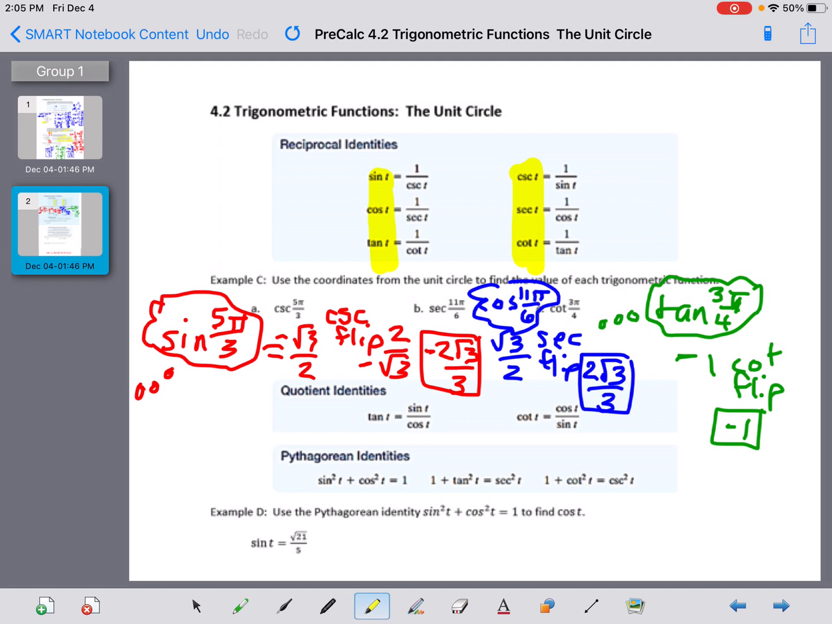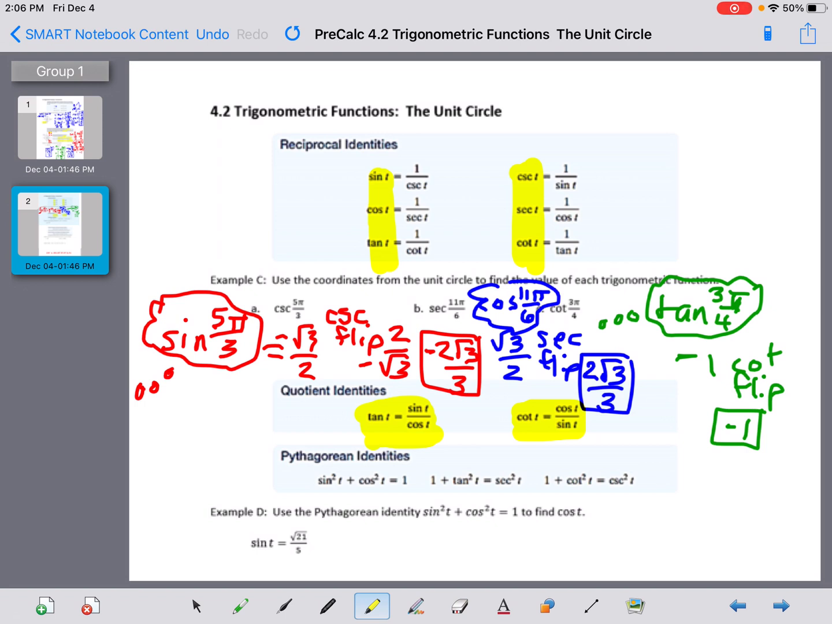Sometimes I don't even like that this is where it is, but it is. Okay, quotient identities. Tangent is sine over cosine. We've already been using that over and over and over, so that's nothing new. So obviously then cotangent is the flip, cosine over sine, okay? When we get to chapter 5, that's part of the first 1 or 2 questions on the test, okay? I'm just throwing it out there. You just need to remember that tangent is sine over cosine, and therefore cotangent is cosine over sine.